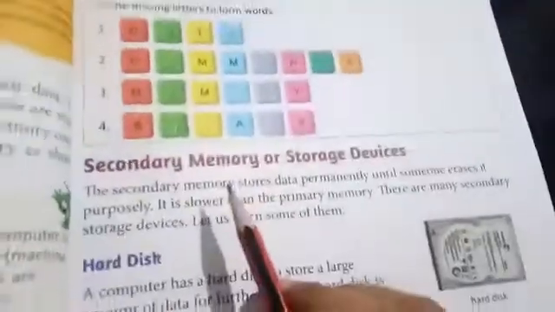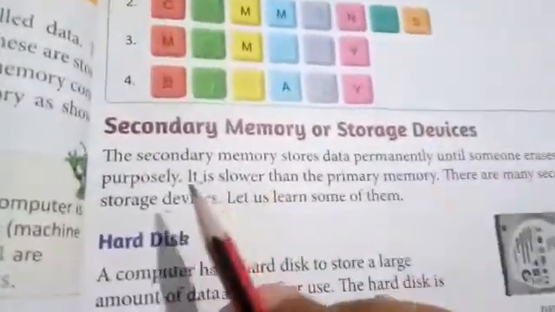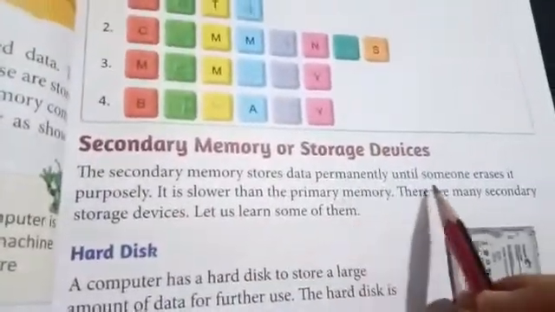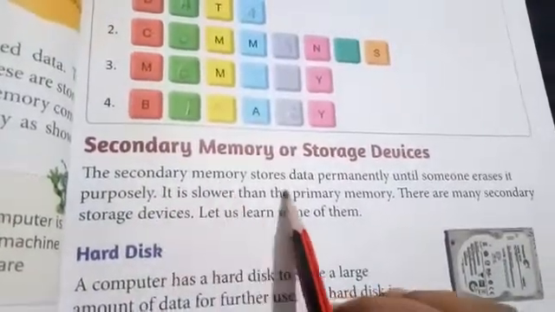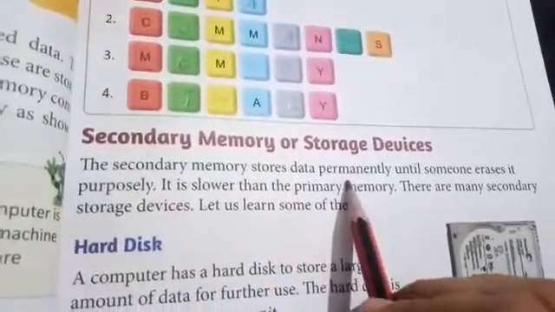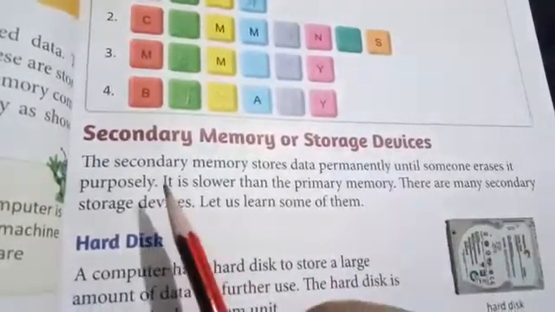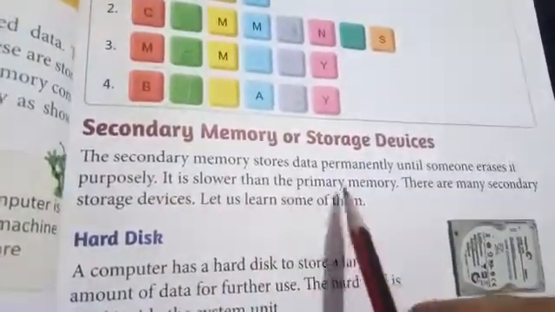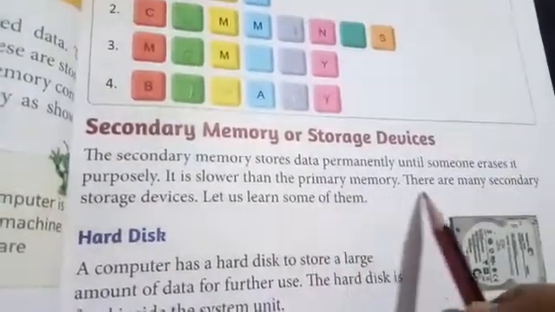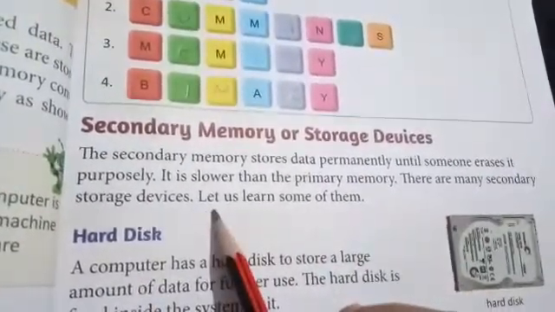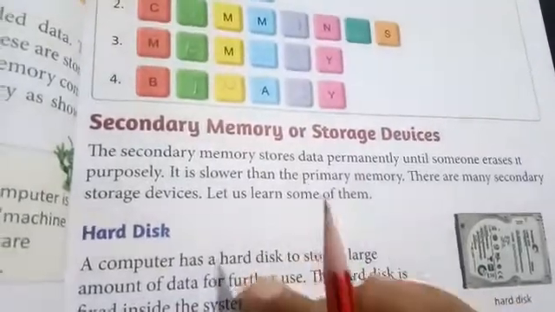Then secondary memory or storage devices. The secondary memory stores data permanently until someone erases it purposely. It is slower than the primary memory. There are many secondary storage devices. Let us learn some of them.